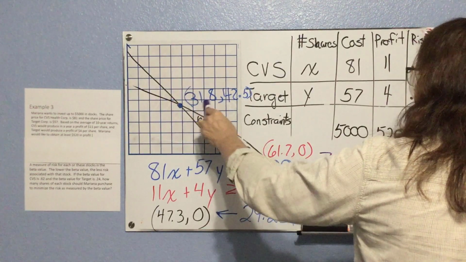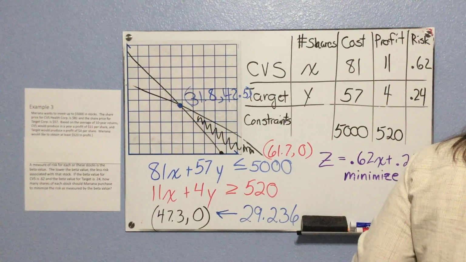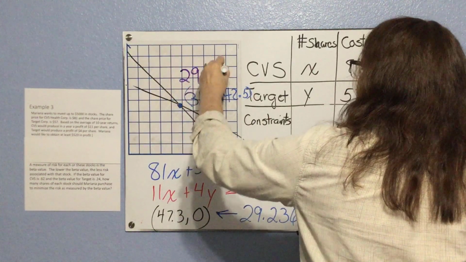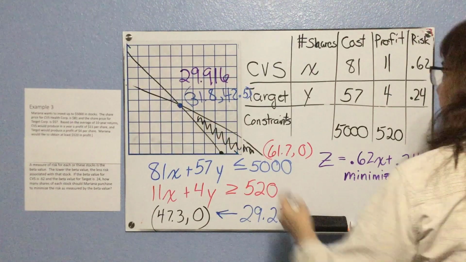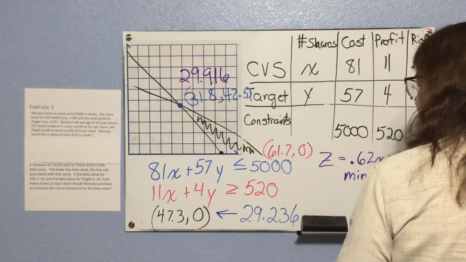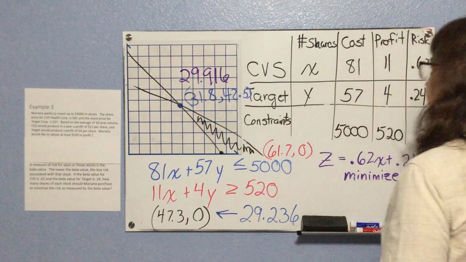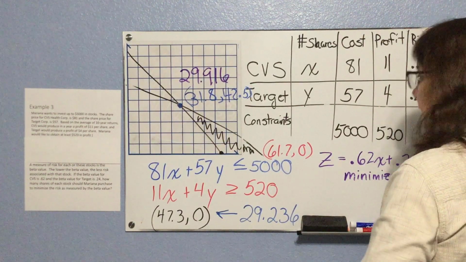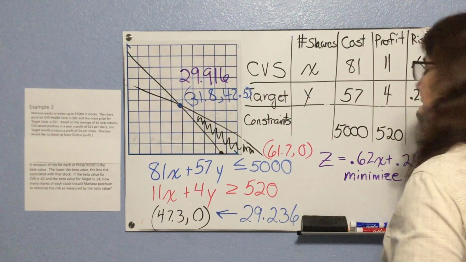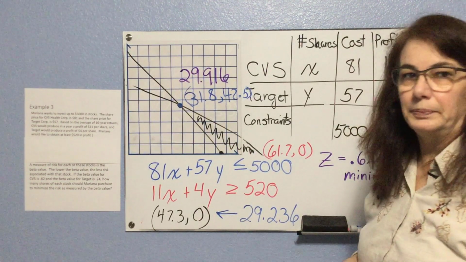But now we need to look at this one. When I put it in this equation, I get 29.916. So very close between here and here, but this one is a little bit less. So what does this tell us? Is that I should buy all CVS and no Target. It's a lot lower risk, but it just doesn't make enough money to meet my earnings goal.